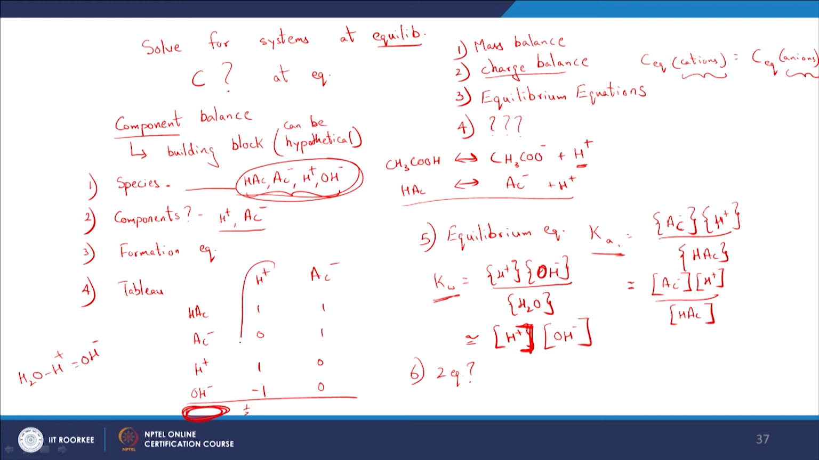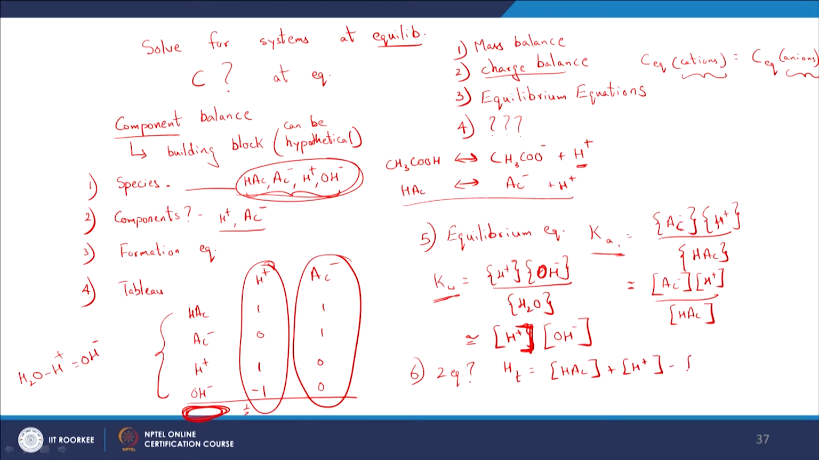So if you look at this, I am going to balance the components, and whatever the transformations within the system or between the species, the total components are going to stay the same. That is the concept here with respect to component balance. So H total equals what now? Concentration of HAc plus concentration of H plus minus concentration of OH minus, right.